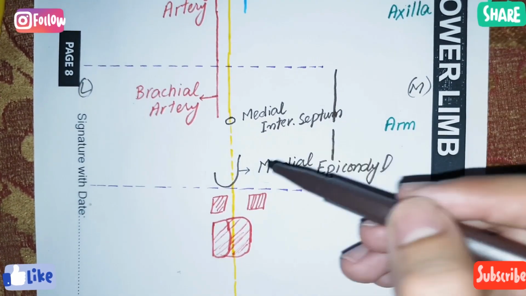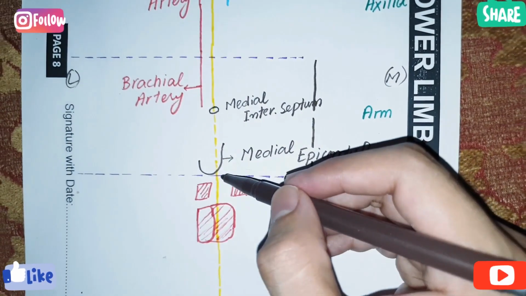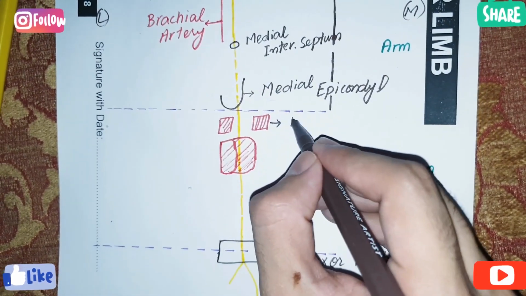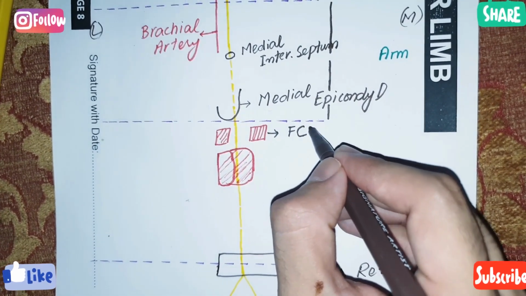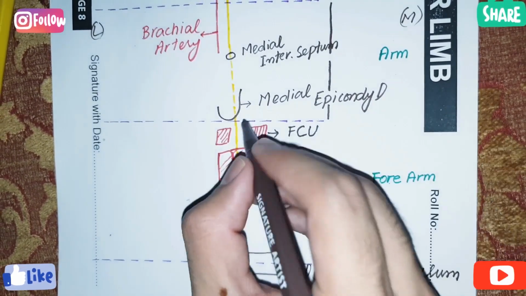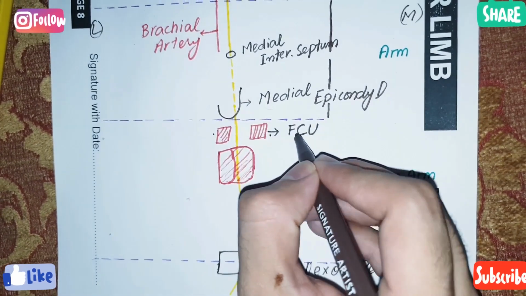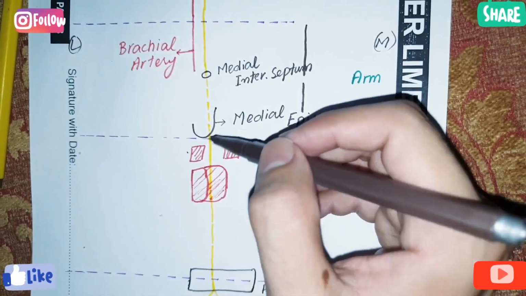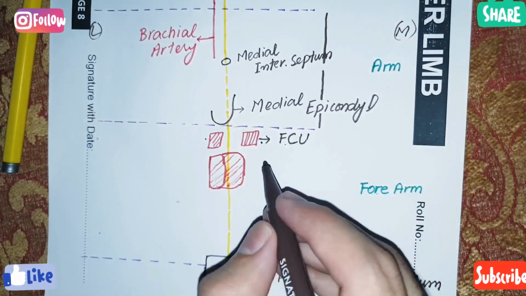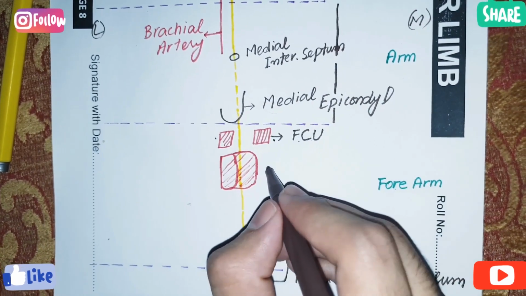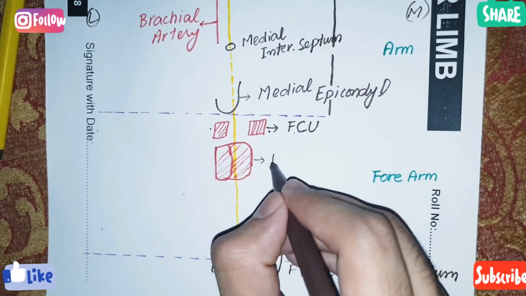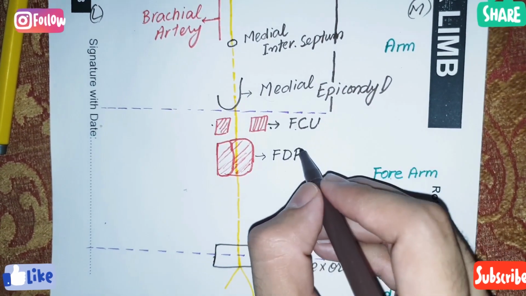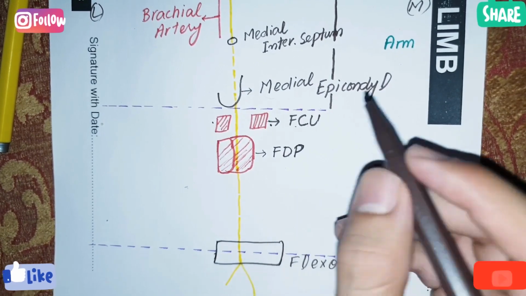The nerve then enters the forearm by passing between the two heads of the flexor carpi ulnaris muscle. We know that the flexor carpi ulnaris is the muscle of the medial aspect of the forearm, and these are its two heads. Moving downwards, the nerve lies on the flexor digitorum profundus muscle on its medial aspect. This muscle is flexor digitorum profundus, a muscle of the deep compartment of the forearm.